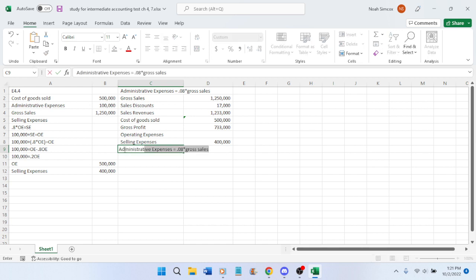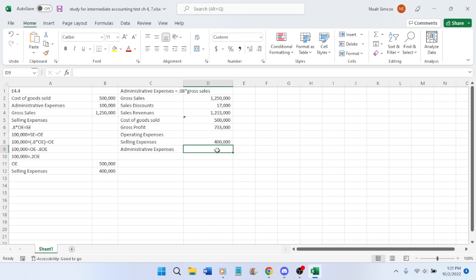Oh. Like, how do you undo the automatic thingy? Administrative expenses are equal to 100,000. So, idiot, you didn't need to do that, you could have just done this one.